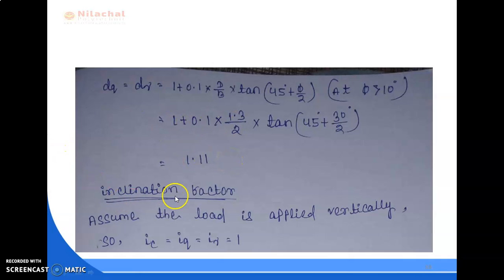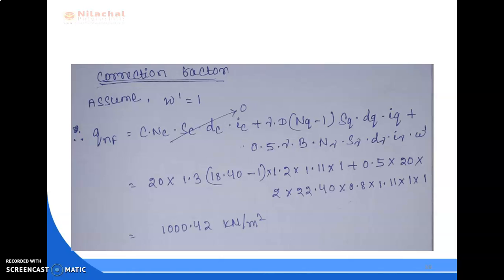Next is the inclination factor. Assume the load is applied vertically, so we can write Ic equal to Iq equal to I gamma equal to 1, as it is not mentioned in the question that the load is applied vertically or inclined. So whenever it is not given in the question, you take it as the load is applied vertically. Then the last is the correction factor. Assume W dash equal to 1. In this question also, nothing is given about the water table, so we assume W dash equal to 1.